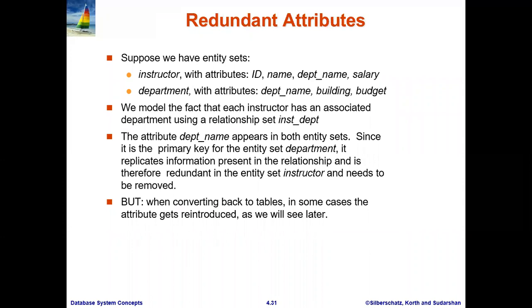Next point is redundant attributes. Redundant means duplicate, which are copied. For example, the name Sachin Tendulkar present 10 times. It indicates it is redundant data, duplicate data, right? So such redundant attributes we are going to see.